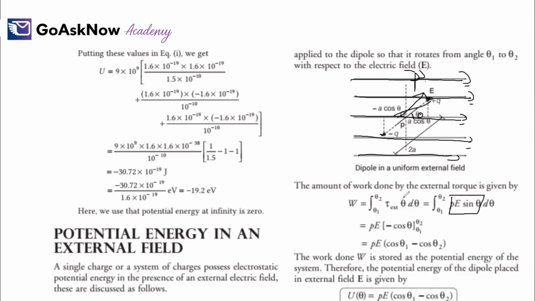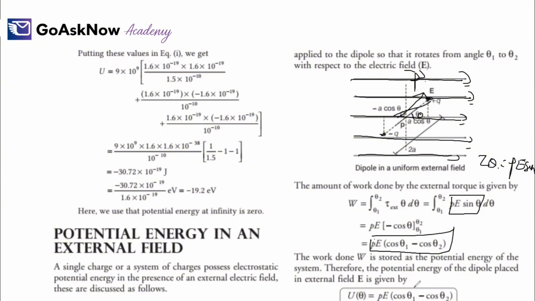If you calculate torque times d theta, you get pE sine theta. Just integrate it from theta 1 to theta 2. The integral of sine theta is minus cos theta, and after substituting the limits you get pE times cos theta 1 minus cos theta 2. This is a very important result, the amount of work done by the external torque, so you have to remember this.